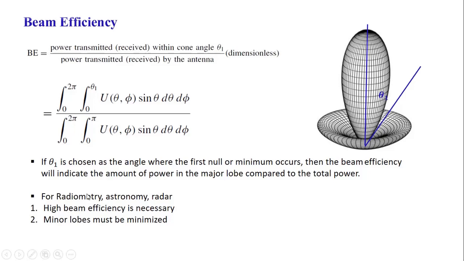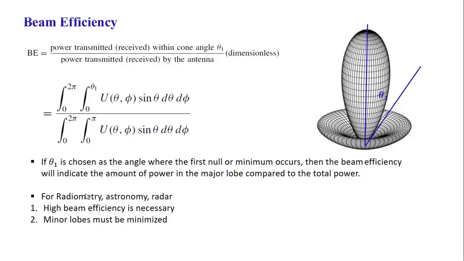So for radiometry, astronomy, or the radars, a very high beam efficiency is necessary. There must be no minor lobes. There must be only the maximum radiation, or the maximum power must be radiated in a particular direction. So all the minor lobes must be minimized in the case of these applications.